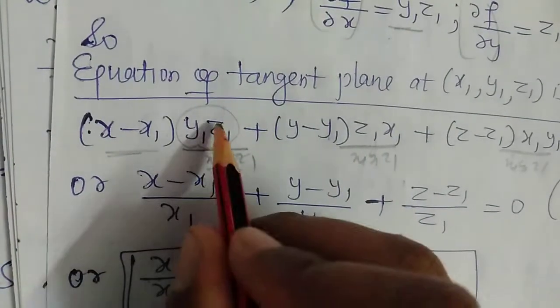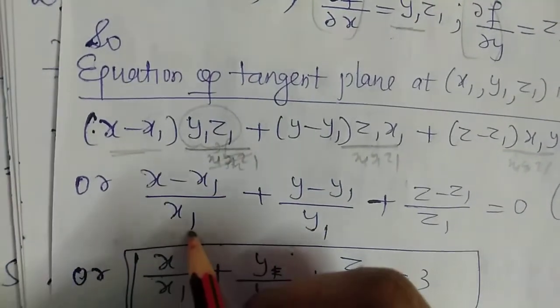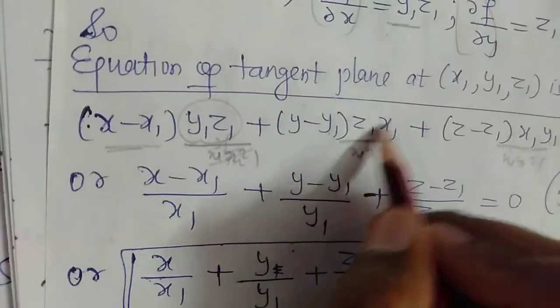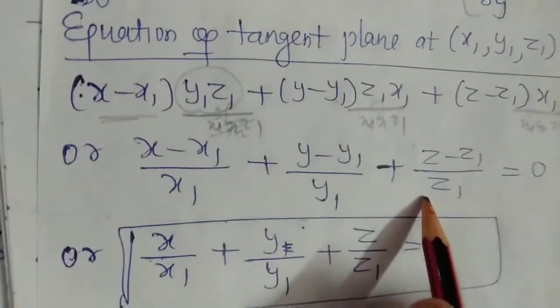So x1, y1 will cancel. We are left with, sorry, y1, z1 cancel out. We are left with x1. z1, x1 cancelled out. We are left with y1. So this will give us the equation.